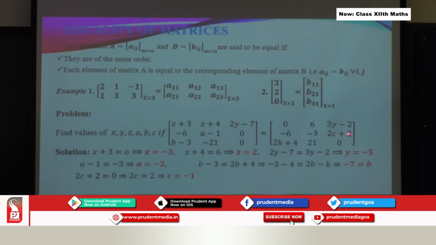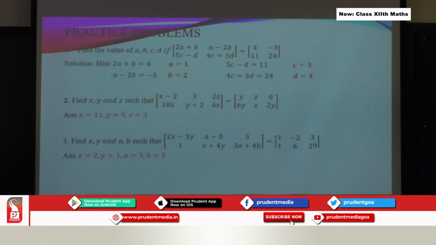So here 2c plus 2 is equal to 0. So I am getting 2c is equal to minus 2, and c is equal to minus 1. And here see b minus 3 is equal to 2b plus 4. So I am writing that equation, and I am getting b is equal to minus 7 as the answer.